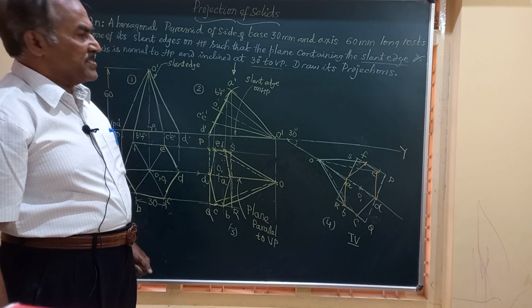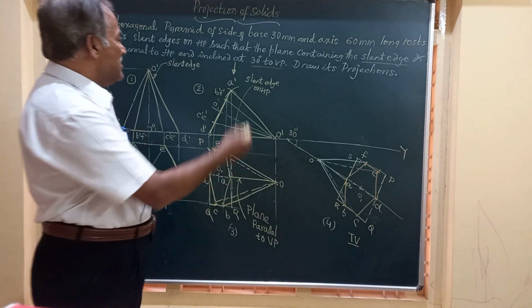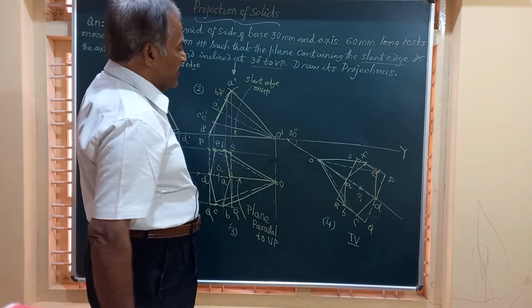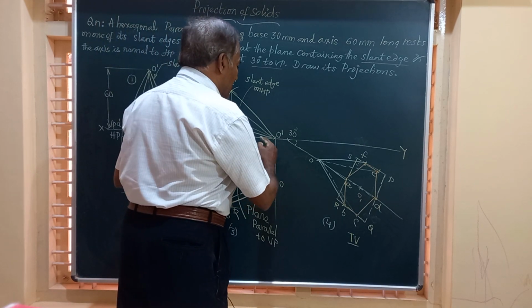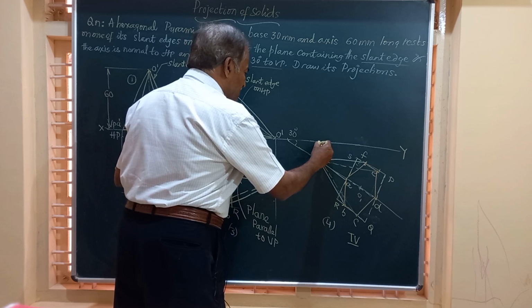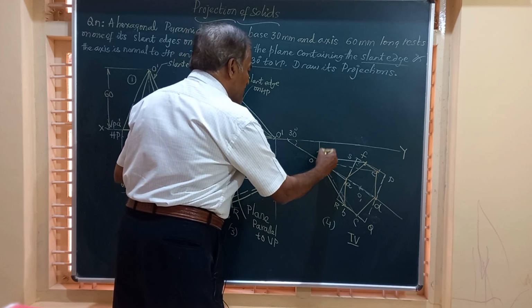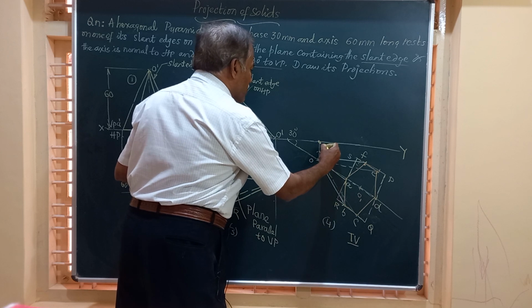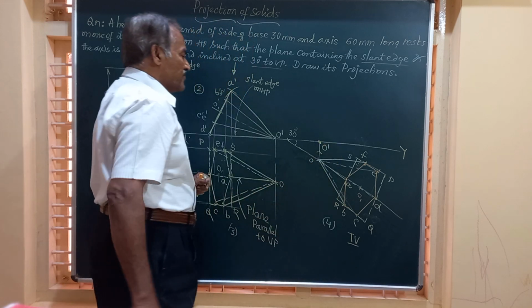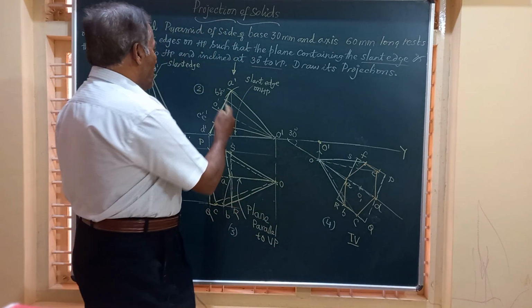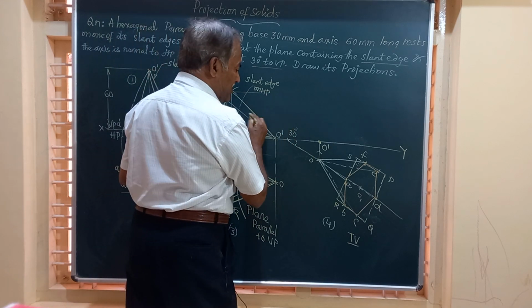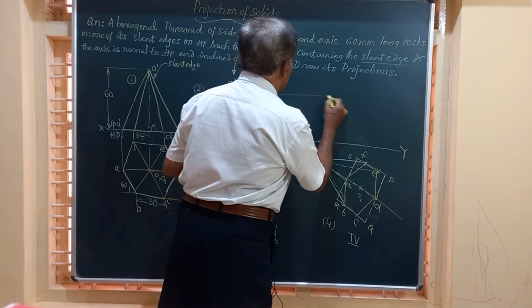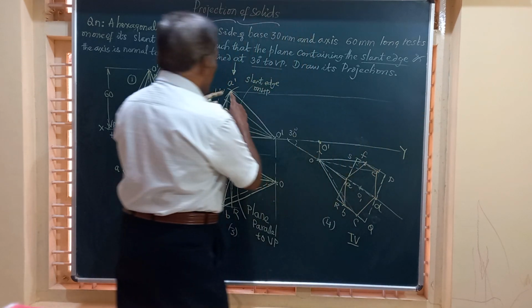Friends, how to obtain the final front view? You have to just project these points one by one and locate. So let me start with O. Horizontal line from O dash, vertical line from here. This will give you the point O dash, the vertex in the front view. Then on this line drawn through A dash parallel to XY, A should lie.